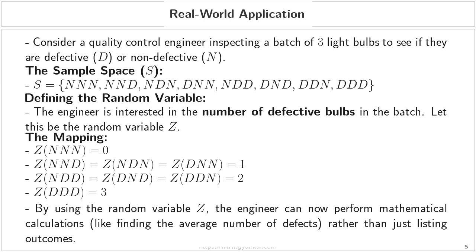As you can see, by using the random variable Z, we have successfully transformed a list of complex letter combinations into a simple set of numbers: 0, 1, 2, and 3. This is incredibly powerful because, as we will see in the next few slides, it allows the engineer to move beyond just listing outcomes and actually perform mathematical calculations, such as calculating the average number of defects per batch.